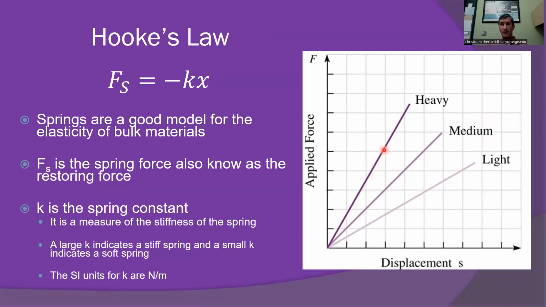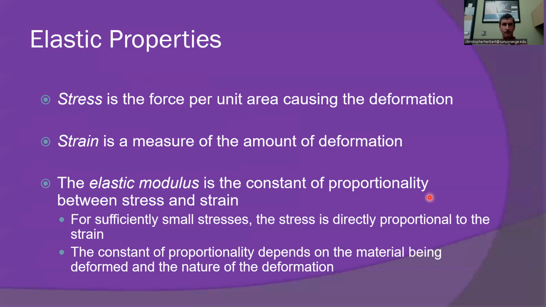Now, the spring constant, if we graph force as a function of displacement, has a very large slope when k is a very large value. And as k becomes smaller, it takes less applied force to change the shape of the object, to stretch the spring. Thus, we get a smaller and smaller slope.